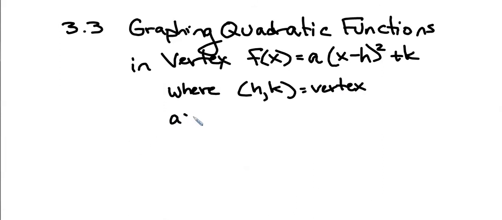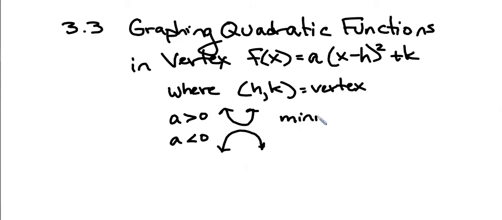Okay, if a is greater than 0, which is positive, then you know that your parabola opens up. If a is less than 0 or negative, then it's going to open down. And you can see if your parabola opens up, then you're going to have a minimum point at your vertex. And if your parabola opens down, with a being negative, then you'll have a maximum point at your vertex.